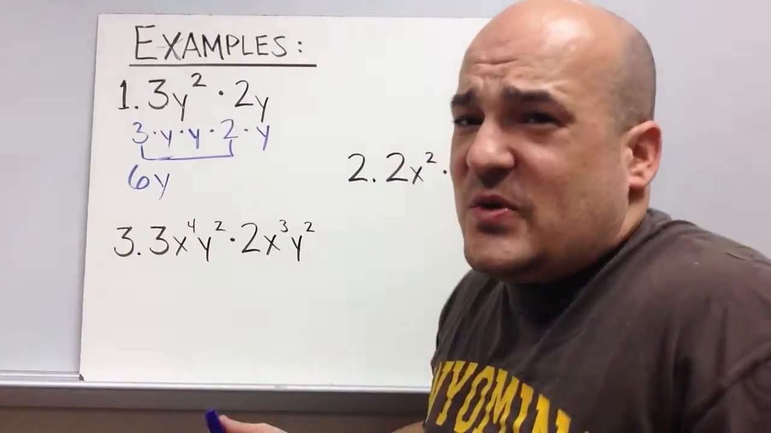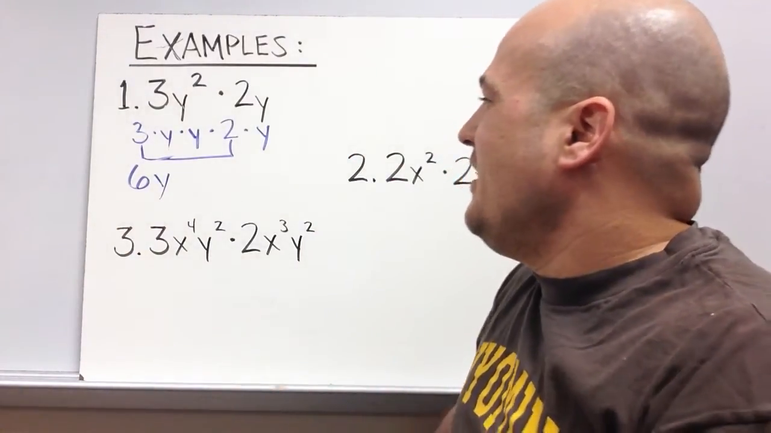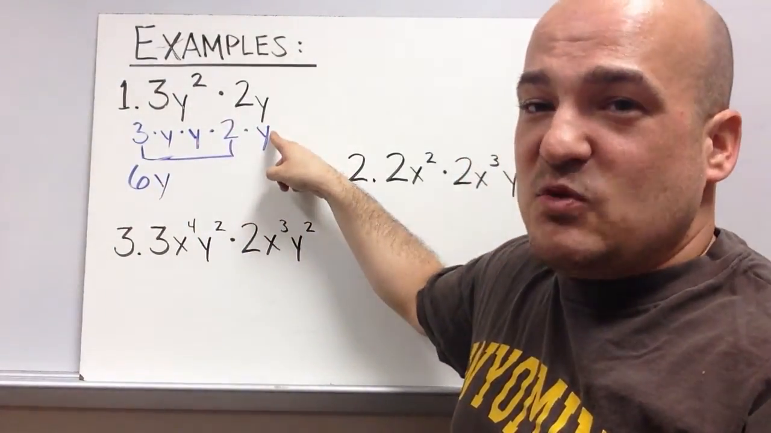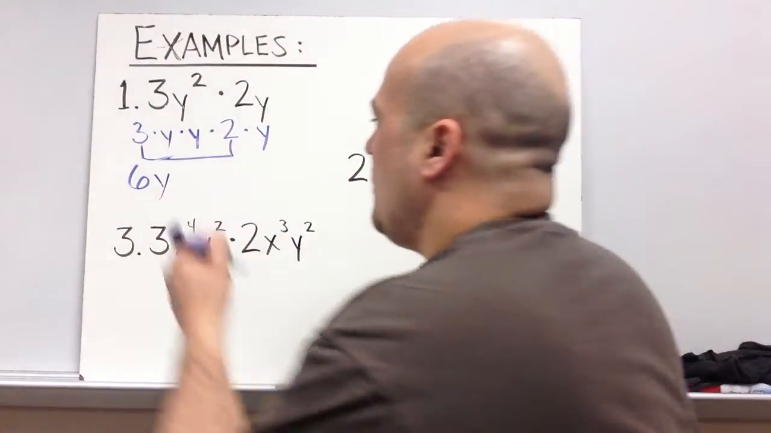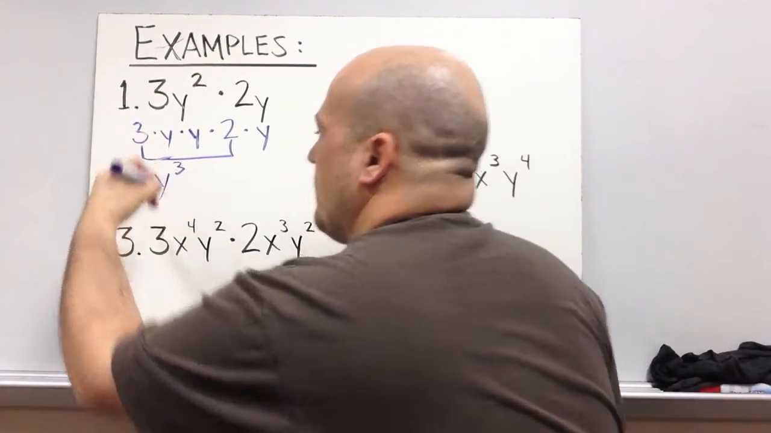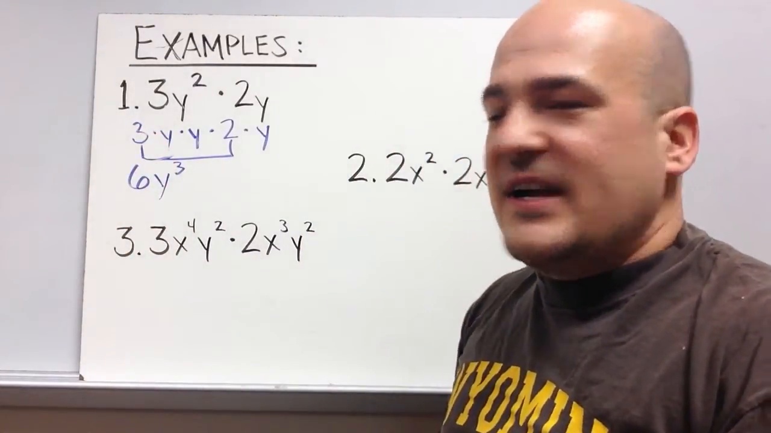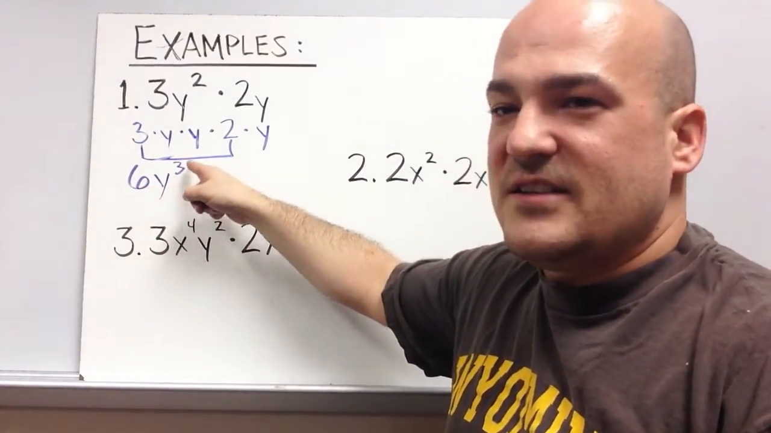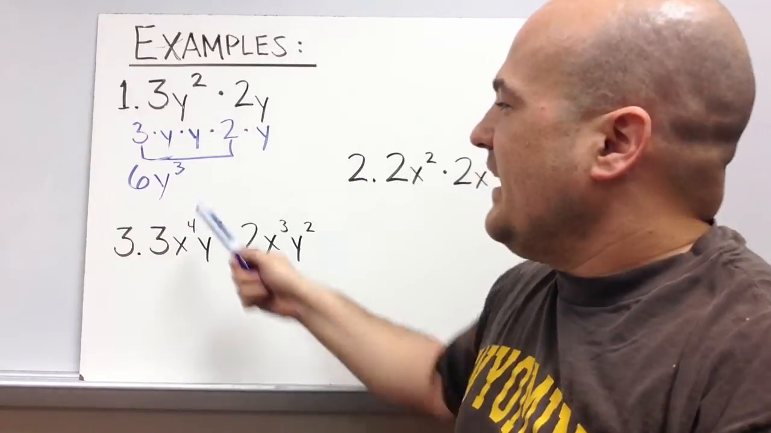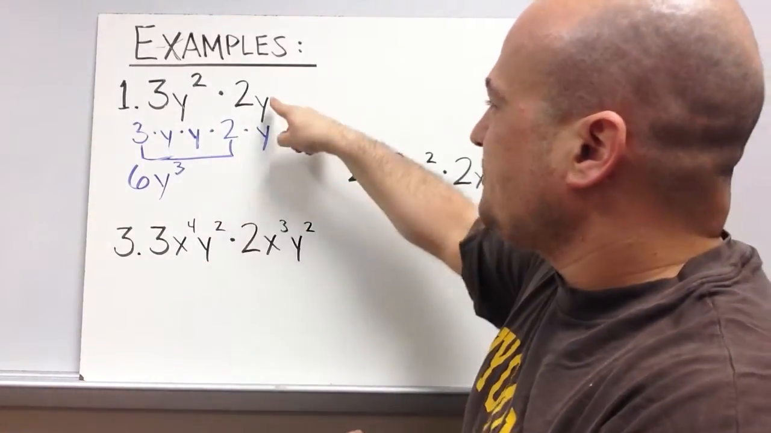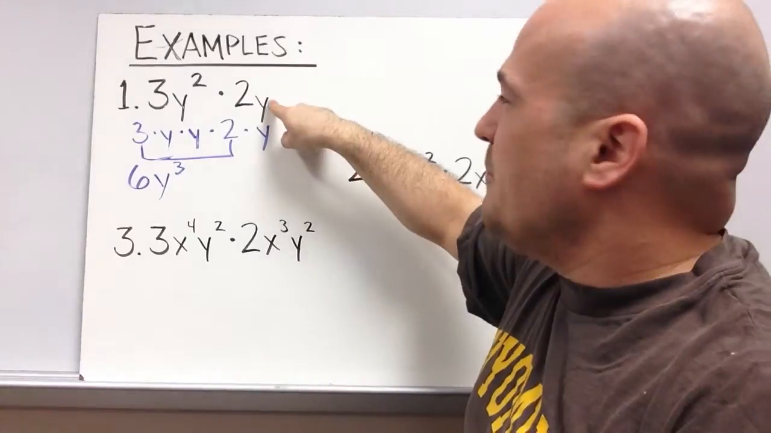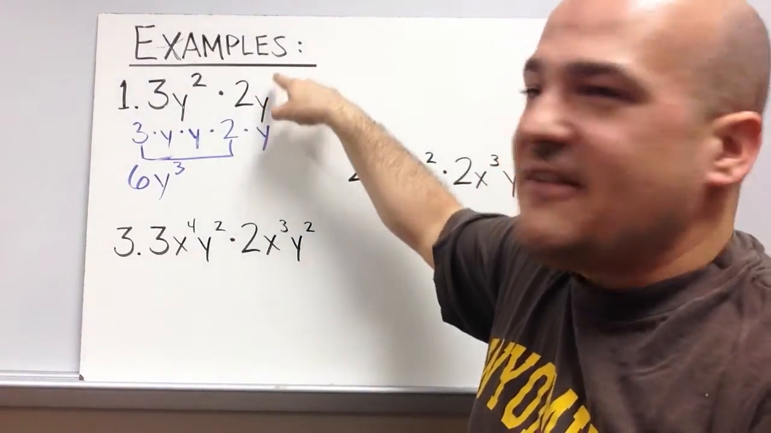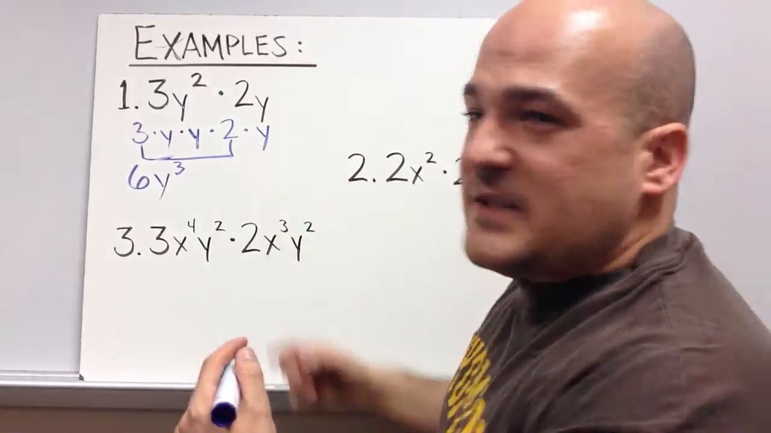So since my base is y, I'm just going to keep y. I wouldn't want to change it to an x. Okay? And since I've got 3 y's now, y times y times y, that's really saying y to the third. So my solution then is 6y to the third. And again, we just follow the steps. If your base doesn't have an exponent, then your exponent is just 1.